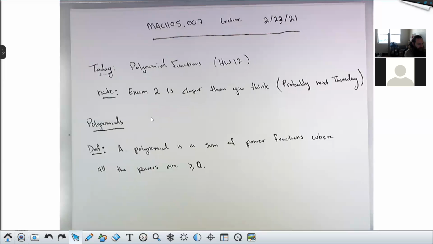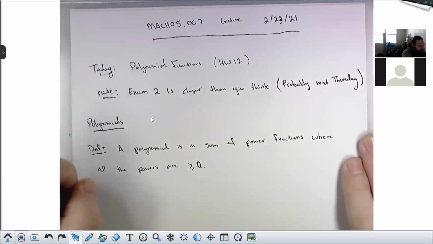So this is kind of one way to think of polynomial functions as coming from the stuff we studied before. You just take some power functions where all the powers are greater than or equal to 0, i.e. not negative, and add them up, and you will get a polynomial.